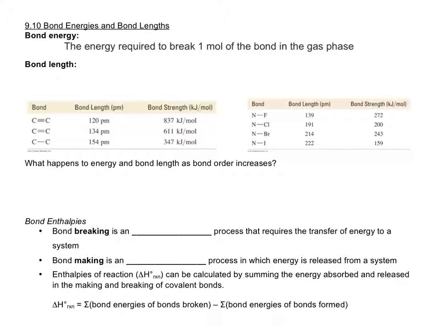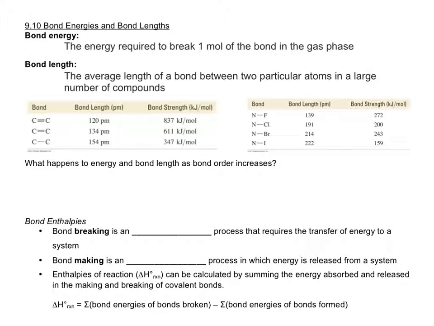As the bond strength goes up, the energy that it takes to break that bond is going to go up. All right. And then bond length is another topic that relates to this. The bond length is the average length of a bond between two particular atoms in a large number of compounds. So for a carbon-carbon single bond, they've measured the distance between two carbon atoms in many different molecules and then averaged them to give you the bond length that's there.